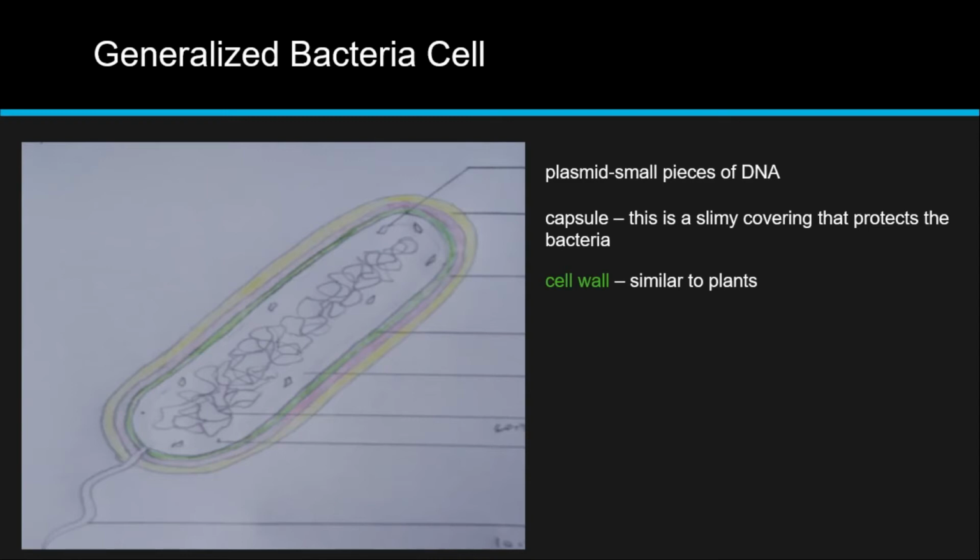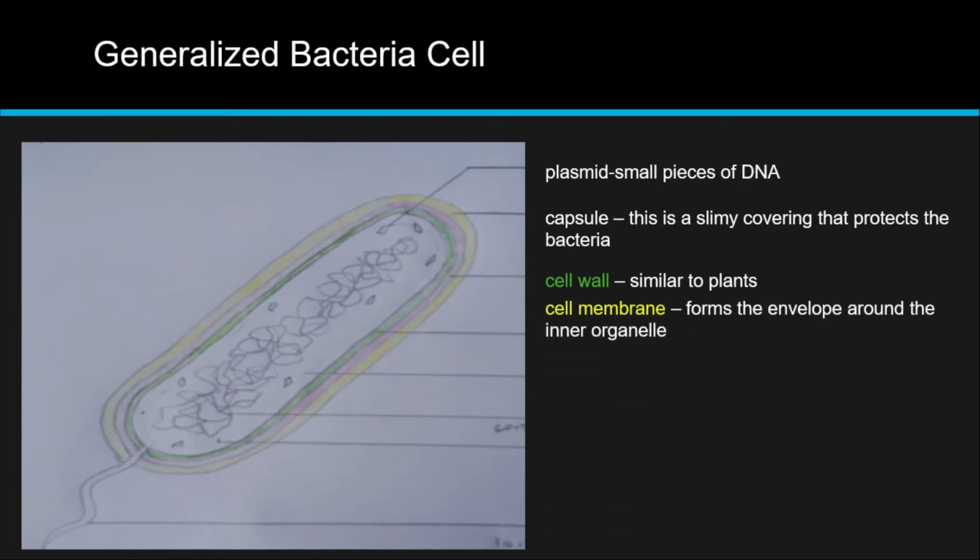Now, cell wall. I have some words here colored green, and these words are in this color because we are comparing. All right, so comparing, contrasting. So you'd remember that the plant cell has a cell wall, but the plant cell does not have a plasmid. The plant cell does not have a capsule.